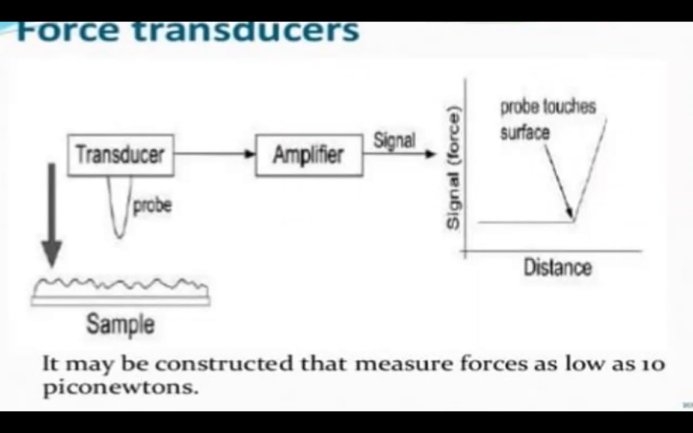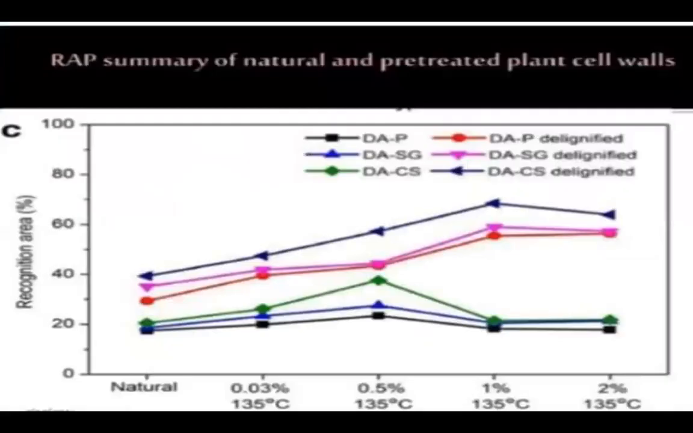It can be constructed to measure forces as low as piconewtons. A summary of the native and pre-treated plant cell wall. The graph also shows the plant cell wall pre-treated, with the x-axis and y-axis. DAP is delignified, DAS is delignified, and DACG is delignified.